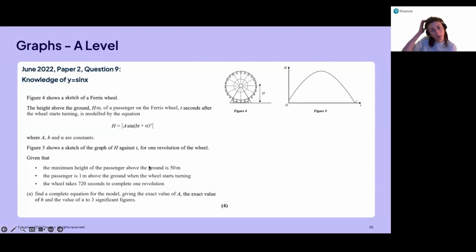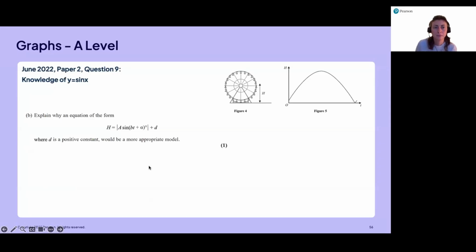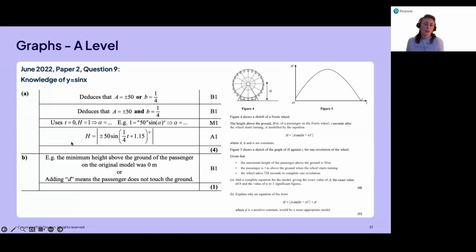So maybe you had time to think about at least one of those values. Here's the answers to part A, the mark scheme. These are independent marks, B marks. We've got A equals, they're allowing plus or minus 50, and B equals a quarter. And then for the second bullet point, when time equals 0, so when it starts spinning, we get our value of 1.15.